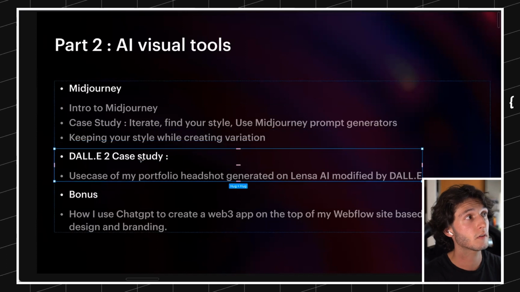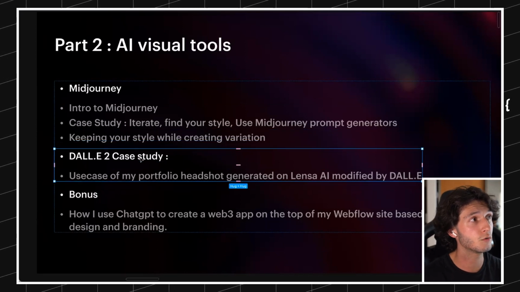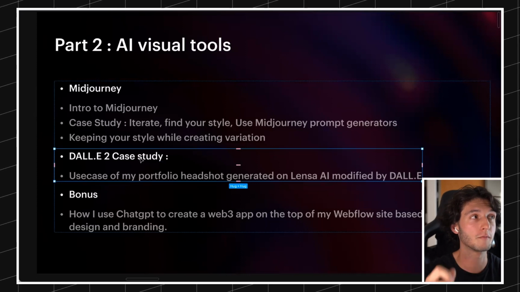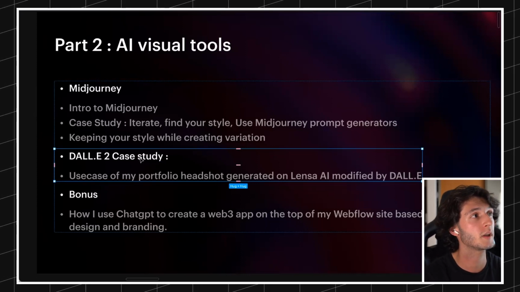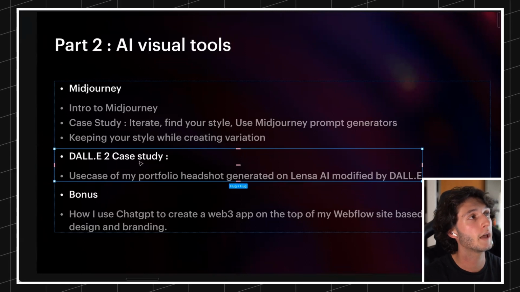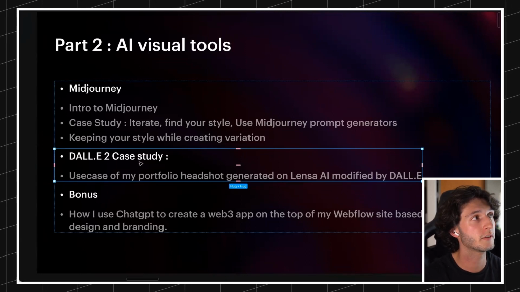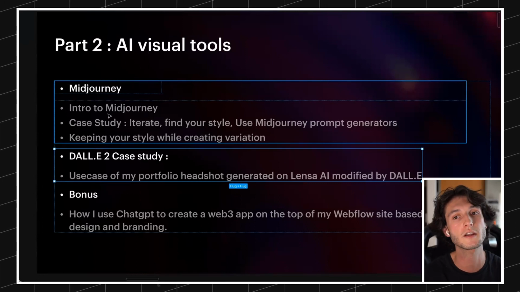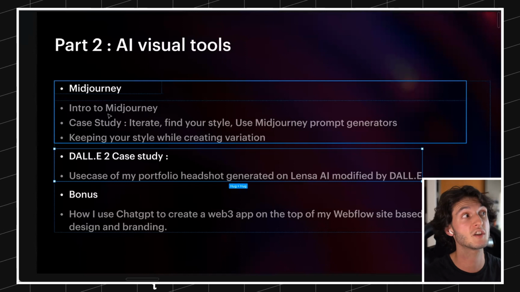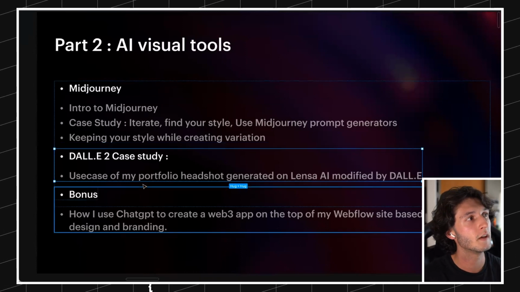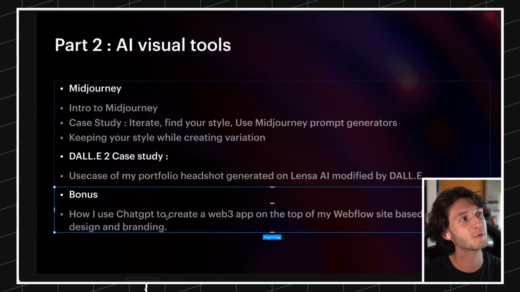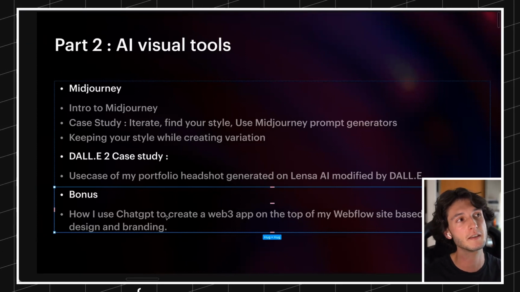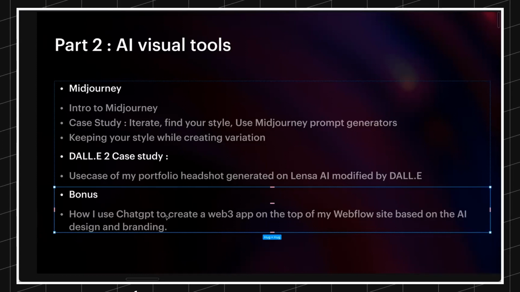In the second part, we are going to overview DALL-E 2, which is a little tool from the OpenAI family, so the same company that created ChatGPT. And I mostly use this tool as complementary because, in my opinion, it's not as good as the first one to generate images from scratch, but to iterate and edit images, it's really powerful. And as a little bonus, I'm going to show you how we can create a Web3 app on top of our Webflow site really quickly and really simply.